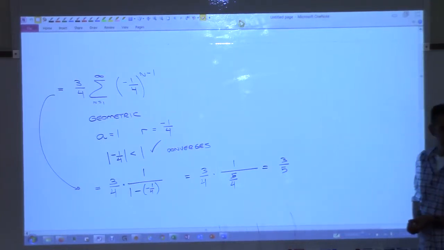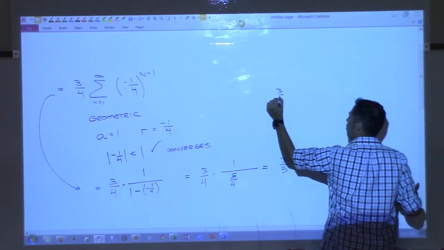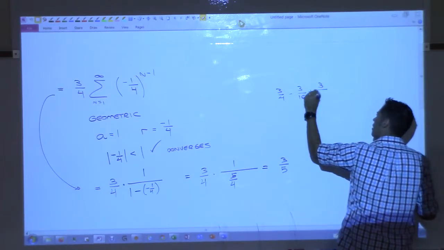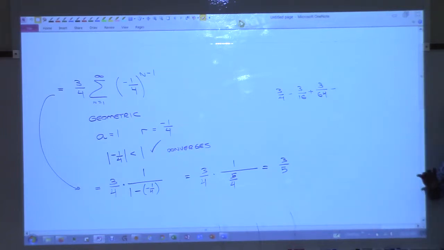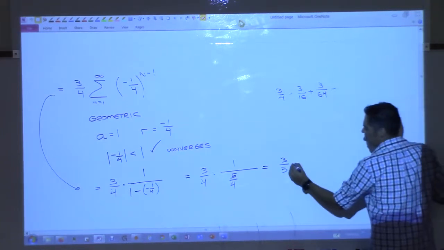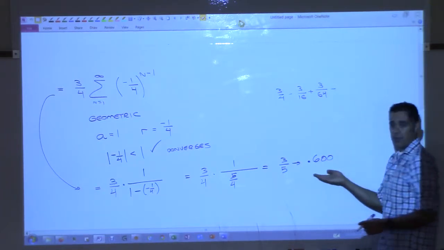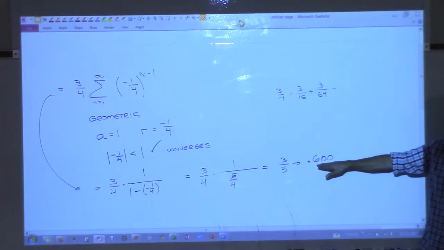This represents the number it converges at, right? That's right. So if you were to get on your calculator and do 3/4 minus 3/16 plus 3/64 minus, and keep doing that, the further and further you go, 3/5 is really 0.6. So you would get closer and closer to 0.6. You would never actually be there, but you would get closer.